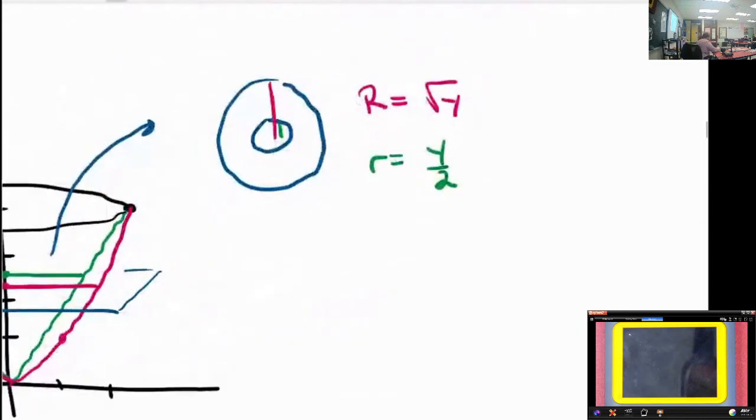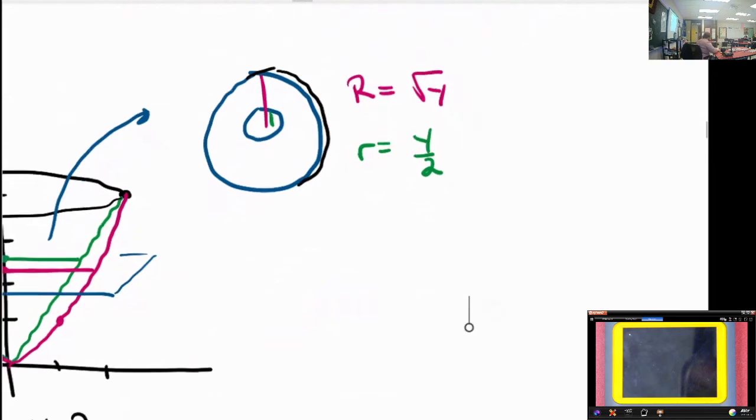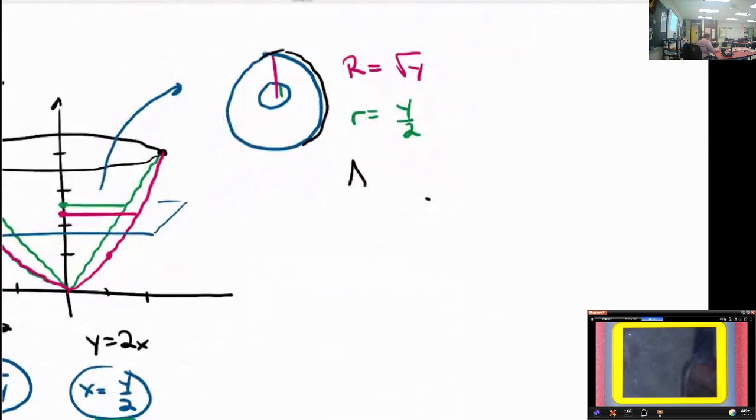And again, we have to remember there's actually a bit of thickness on this, which we're going to call dy this time. Let me try that again. There we go. Perfect. So if we think about the area of that circle, it's going to be pi times the square root of y squared minus pi times y over 2 squared. Like that. The area of the outside circle minus the area of the inside circle.